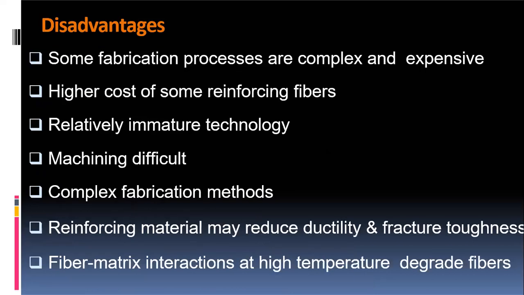Next one is the disadvantages. In the disadvantages, the first one is that some fabrication processes are complex and expensive. In this, we are taking some expensive materials, that is titanium and zirconium. These materials are very expensive compared to iron, that is cast iron and stainless steel. So these fabrication processes are also very expensive and complex.